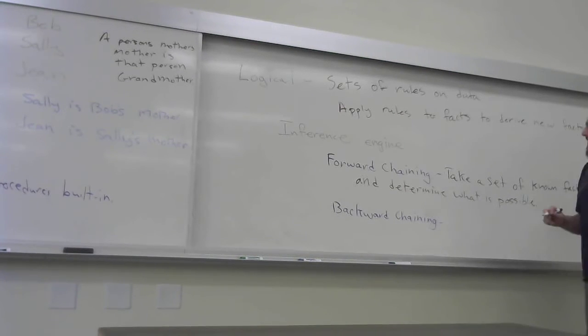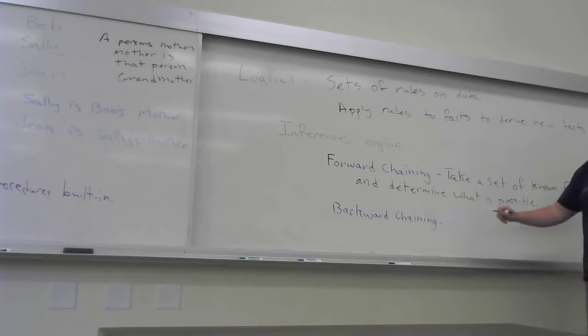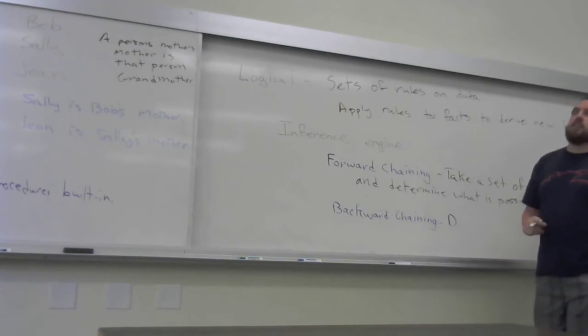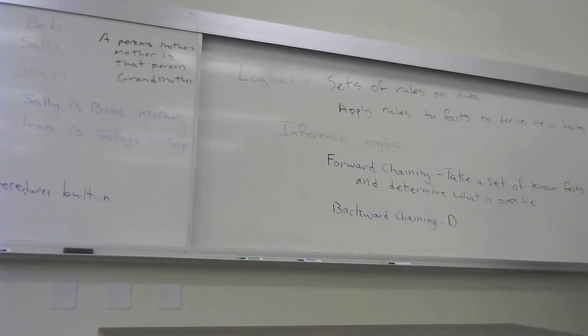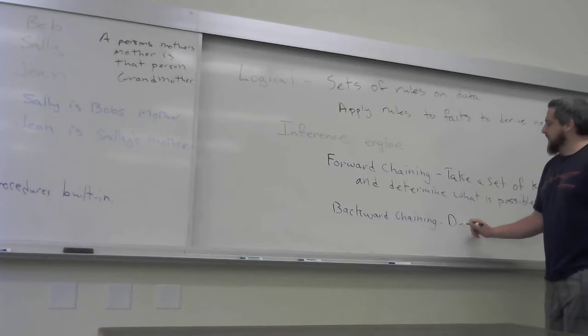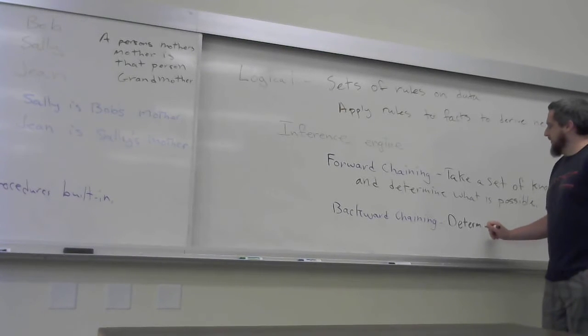So backward chaining is you take a set of facts. It starts off the same way. You take a set of known facts, and you don't determine what is possible. What you do is you determine how to reach a new state or a goal state from your existing state. So let's word it a little bit differently. Determine how to reach a goal state from a set of known facts.